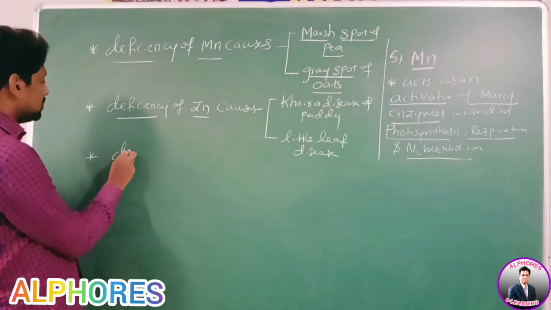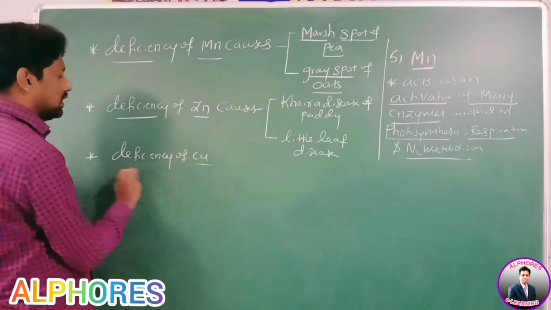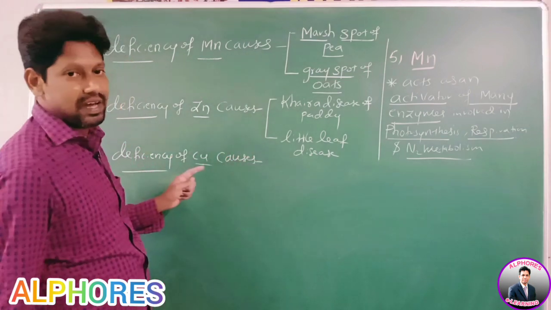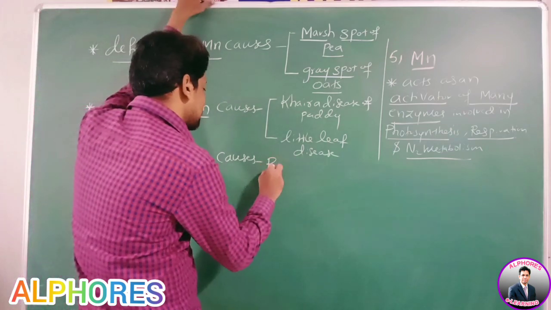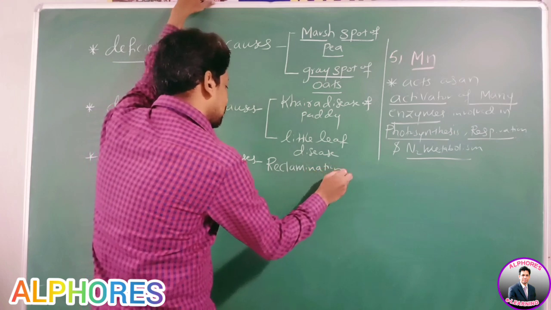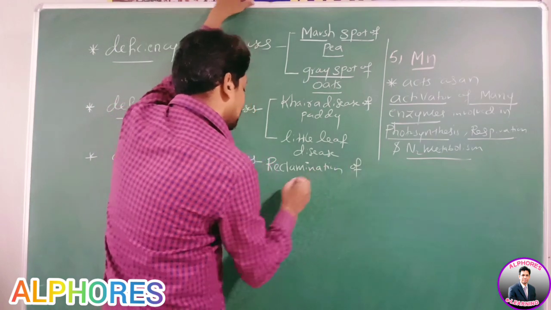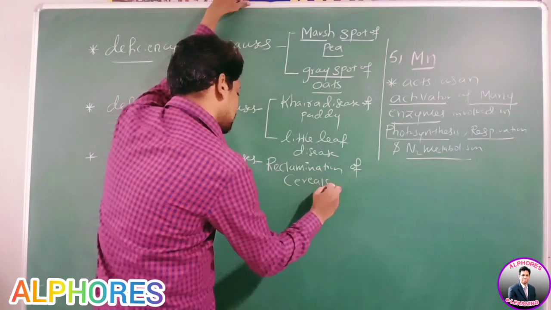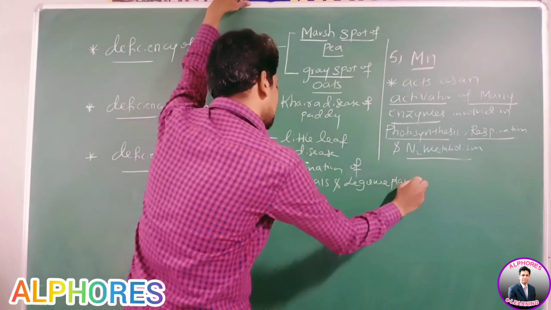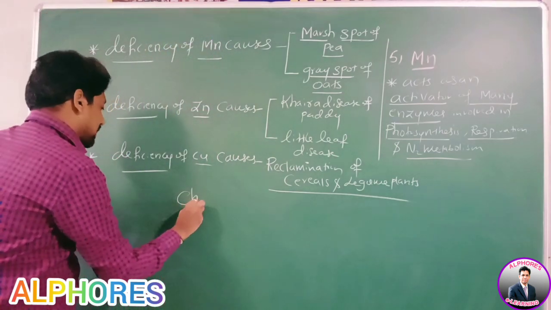Zinc. Sir, deficiency of copper. Deficiency of what, sir? Copper. If copper is deficient in plant, what are the diseases that arise? Reclamation disease. Reclamation of cereals and legume plants. Reclamation of cereals and which plants, sir? Legume plants.